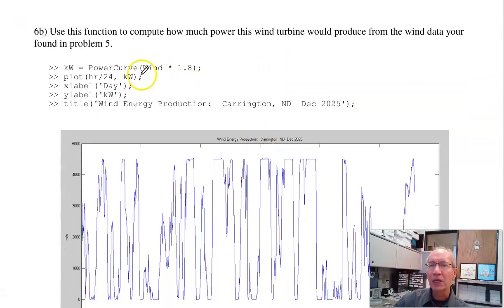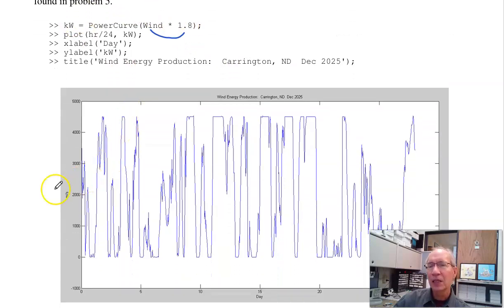I can now take my raw data, scale it up to 126 meters, convert that to kilowatts, and plot it. Here's what it looks like. This is the energy produced in kilowatts versus day. Some days are windier than others. So here's clipping, 4.5 megawatts. Some days the wind's not really producing much. That's what I get.